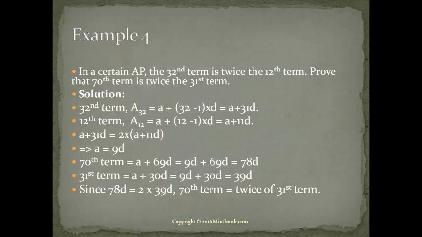Now you can see the 70th term we have obtained as 78D and the 31st term we have obtained as 39D. Now we know 78 is equal to 39 into 2. So we can say that the 70th term is twice the 31st term.